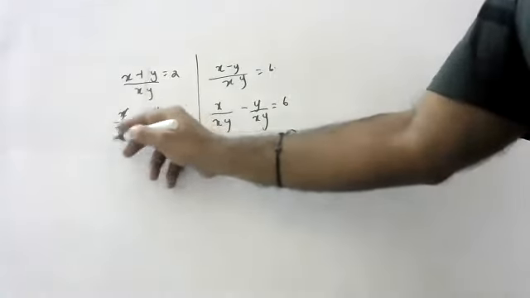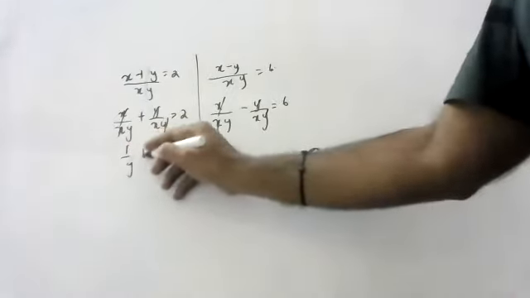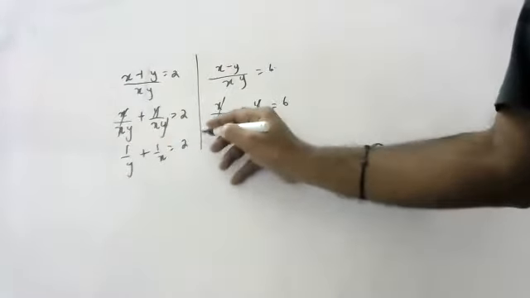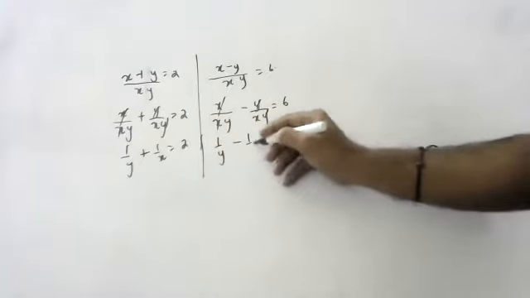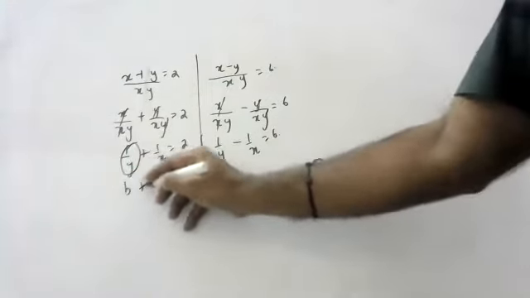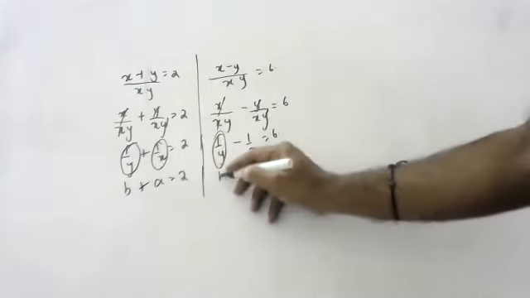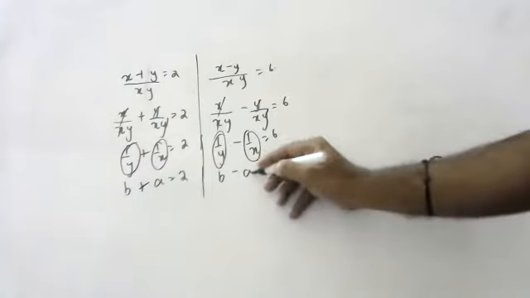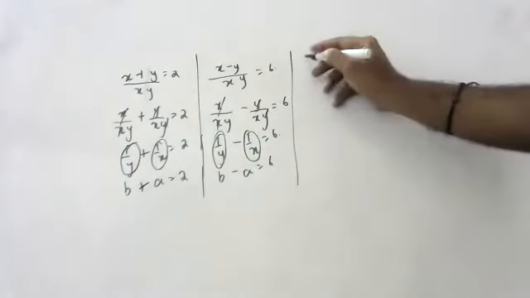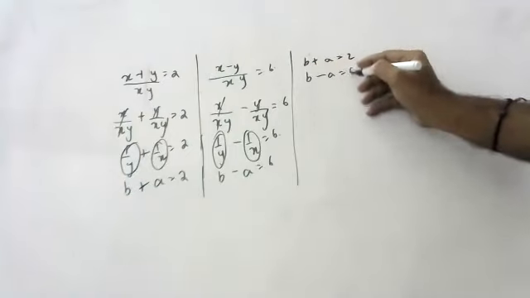And cancel: x cancels, y cancels, x cancels, y cancels. So 1 by y plus 1 by x is equal to 2. And here 1 by y minus 1 by x is equal to 6. Let us take 1 by y as b and 1 by x as a. What are the equations we have? b plus a is equal to 2. b minus a is equal to 6.